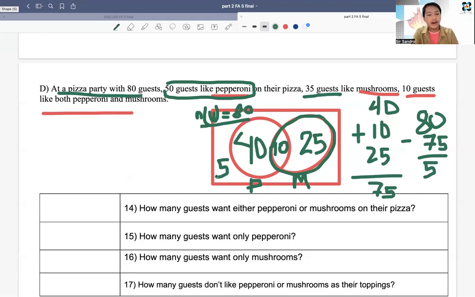We're good with the first Venn diagram, and I think we are more than ready to answer the 4 questions here. Let's start with question number 1. How many guests want either pepperoni or mushrooms? When we say or, that is our keyword here. What is the set operation for or? That is union. Correct. So we have to add the pepperoni or mushroom, so we have to shade this one.